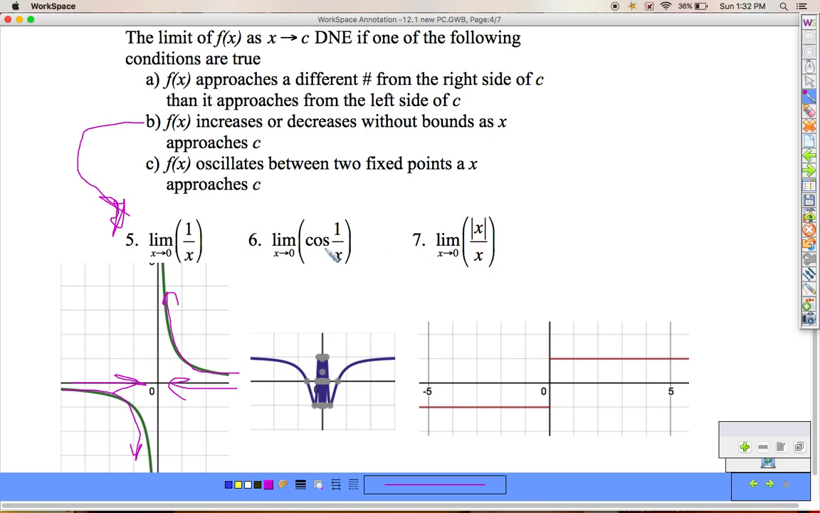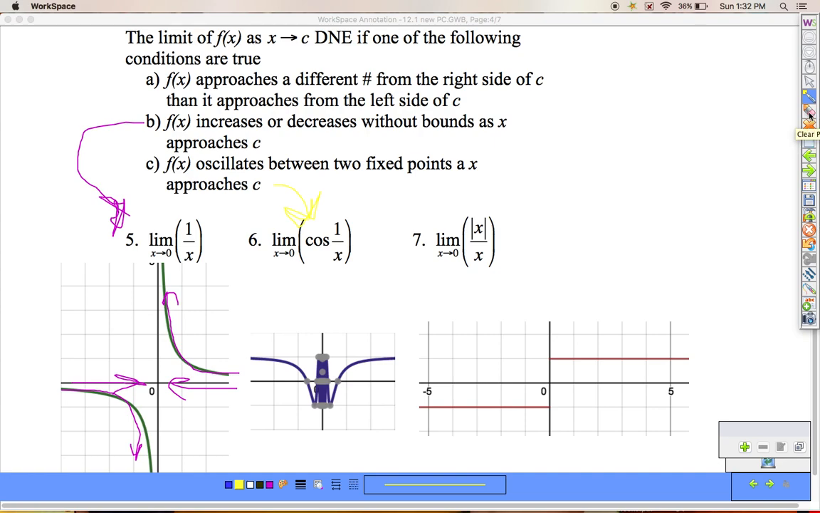All right. The cosine of 1 over x is this graph. If you look at it, it goes down, up, starts bouncing around, and then flattens out again. We're going to say that this limit doesn't exist because it's not really going towards a single value. It's bouncing back and forth. So we're going to say it's letter C: it oscillates between two fixed points. It keeps going up and down, up and down, up and down. It's not going smoothly towards a single value.